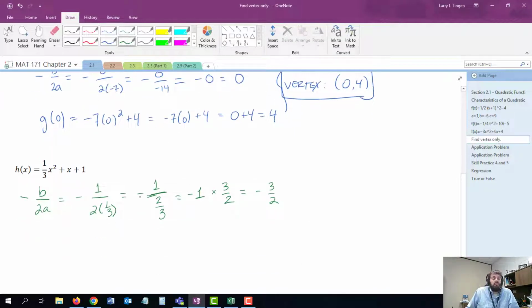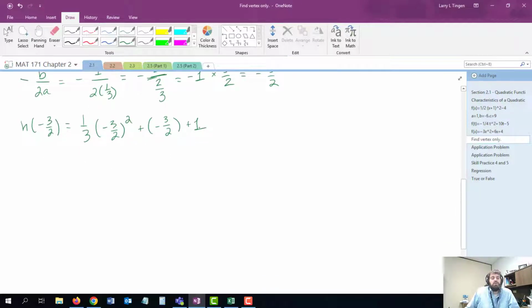I left the negative out front, I just changed 1 divided by 2/3 into 1 times 3/2, and then the negative came along for the ride. So what is h at negative 3/2? That is 1/3 times negative 3/2 squared plus negative 3/2 plus 1.